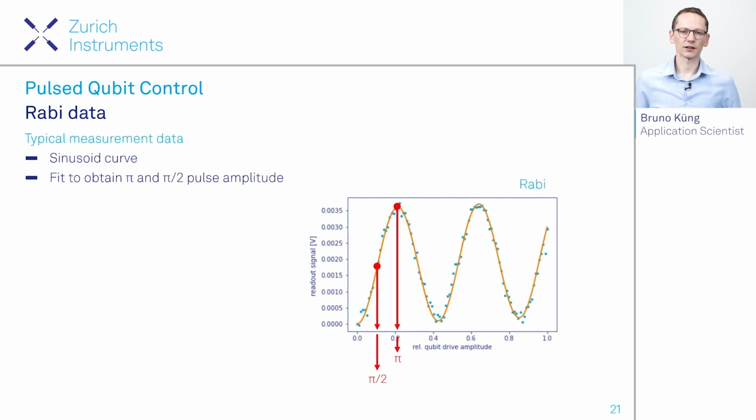Finally, what you get are data that can look, as you see here on the right, like a sinusoidal oscillation of the averaged amplitude or readout signal, and you can fit the sinusoid to it to obtain pi and pi half pulses. And we'll see later how this looks in practice.